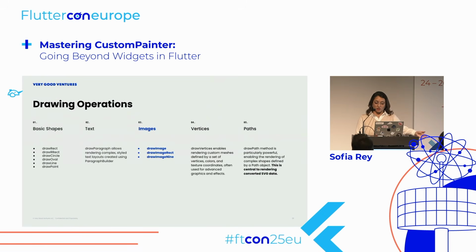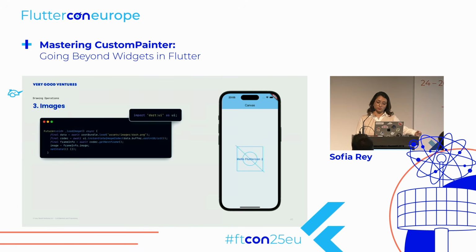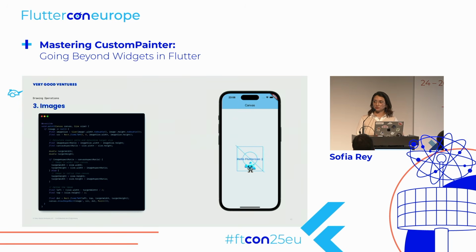Then images. For images, we have to preload them and then convert them to the class Image from the Dart UI package. And once we've done that, we have to do a lot of logic just to manually size it and calculate its aspect ratio, just to finally call canvas.drawImageRect in this case. We can see that dash over there.